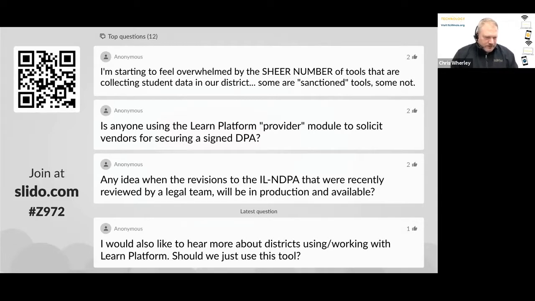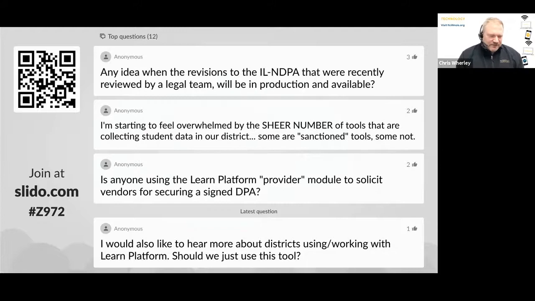So the first question: I'm starting to feel overwhelmed by the sheer number of tools that are collecting student data in our district. Some are sanctioned tools, some are not. One of the points of the SOPPA legislation is to know where our data is at and to have those conversations. It leads to the statement that it's not just about technology, it's about the curriculum, and why we're using certain tools, and why we have so many different tools.